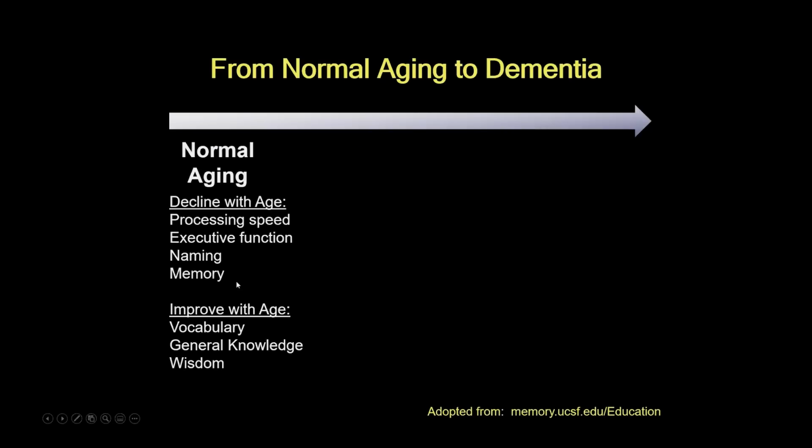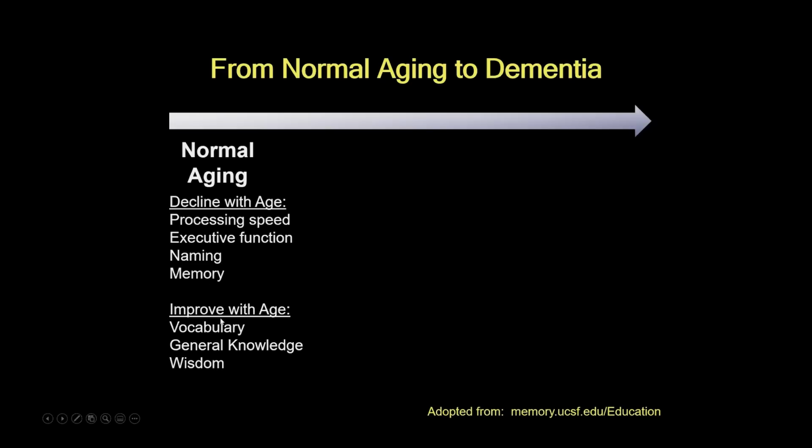And the answer is, there are sadly some elements of cognition that do decline with age. Things like processing speed, the ability to come up with specific names of things, that tip of the tongue where you can't quite think of the name of the actress or the word that you want to come up with right at that moment. Executive functions, these are cognitive functions that are higher order, the ability to make complicated decisions, to process information quickly. Those elements do decline to some degree with age, as does memory.